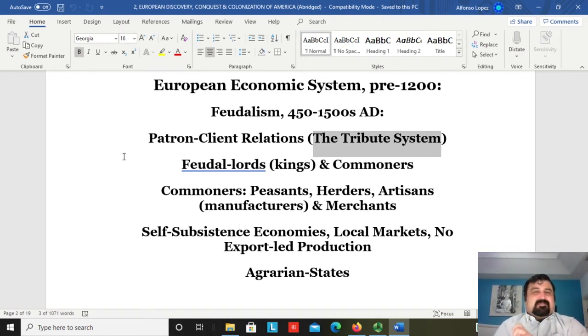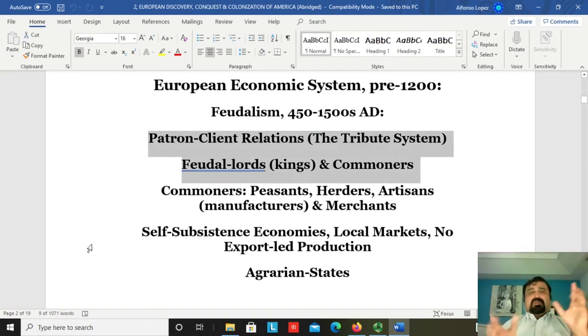And if you're an artisan, okay, a small manufacturer, somebody that crafted clothing or tools in their own homes, you will have to also pay a quota again for that protection, and so on and so forth. Merchants will have to pay as well. So again, it's a tribute system. This is really an economic system that divided people into two social classes: the feudal lords and the commoners. And the commoners will simply go about their daily lives, carrying out their daily economic activities, with the only requirement that they have to pay tribute, like today we call that a tax, by the way, to the landowner for protection.